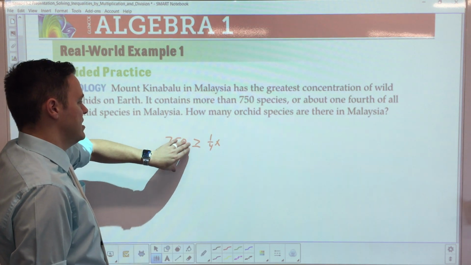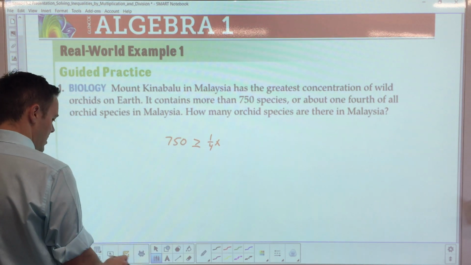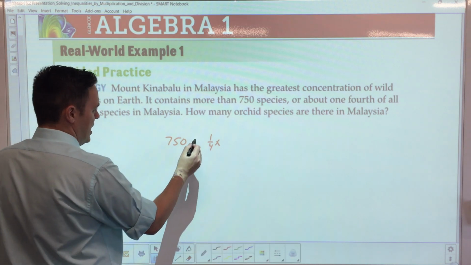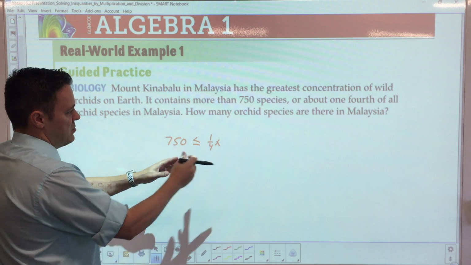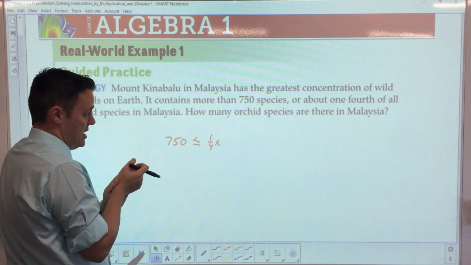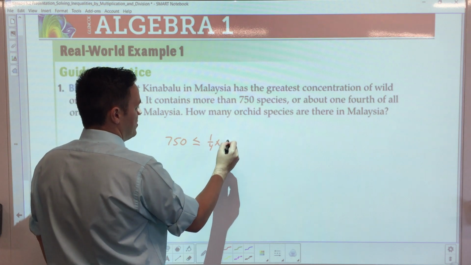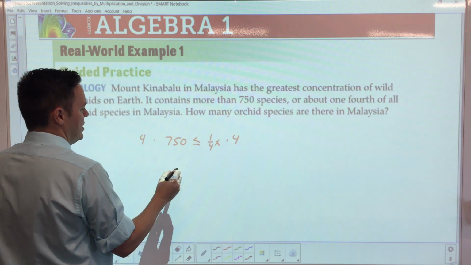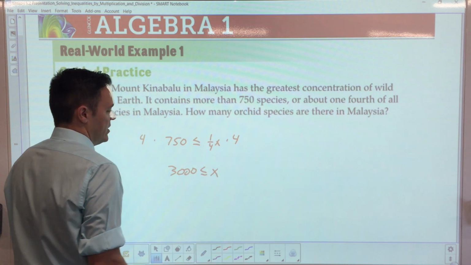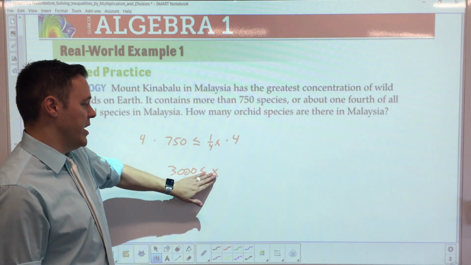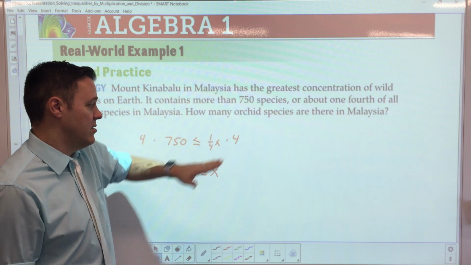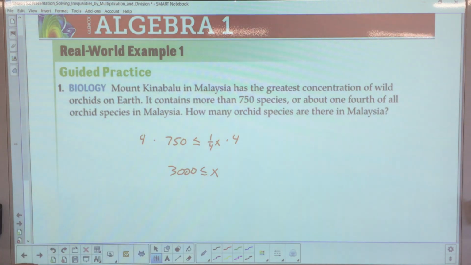So we know that this number, oh, I have to switch it around again, so I did have it right the first time. We know that if this number is going to be a large number, this one's going to be the same amount as well. If you multiply both sides by 4, you would get 3,000. So is it going to be a bigger number than 3,000? Yes, because we can have more than 750 species. All right.